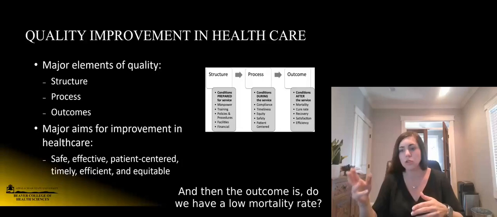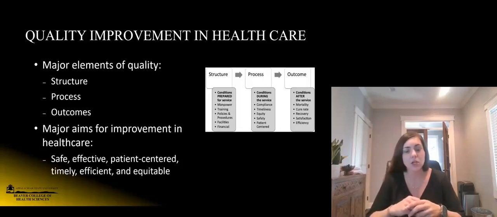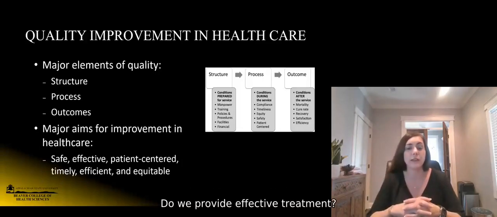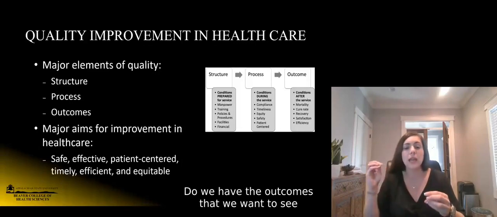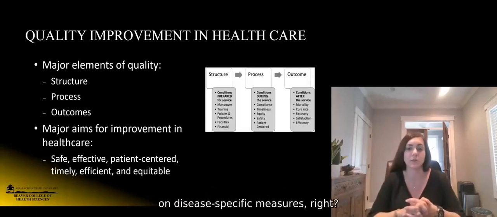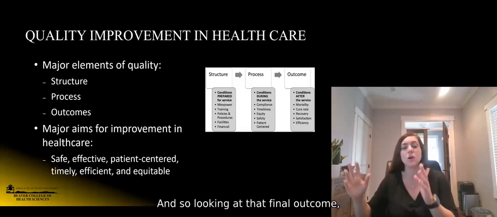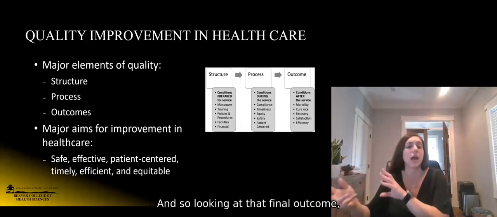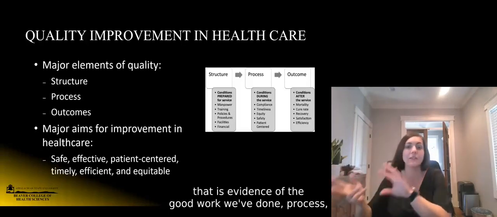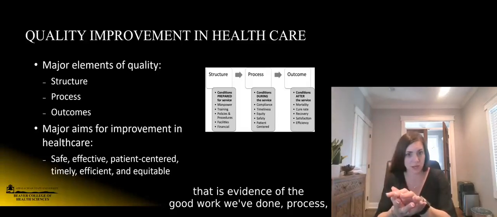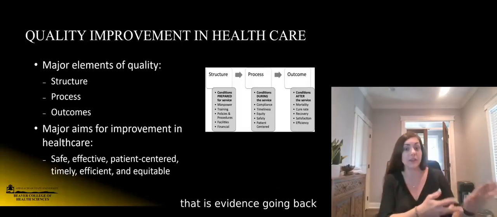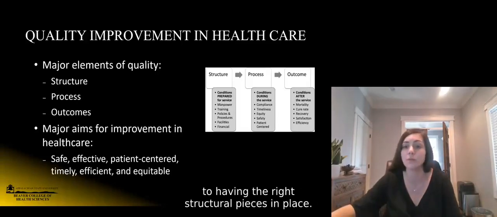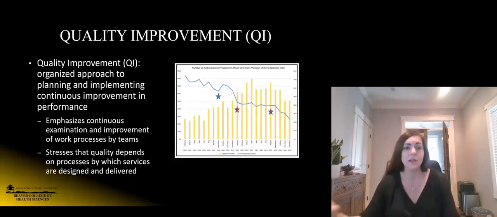And then the outcome is, do we have a low mortality rate? Do we provide effective treatment? Do we have the outcomes that we want to see on disease-specific measures, right? And so looking at that final outcome, that is evidence of the good work we've done. Process, that is evidence going back to having the right structural pieces in place.